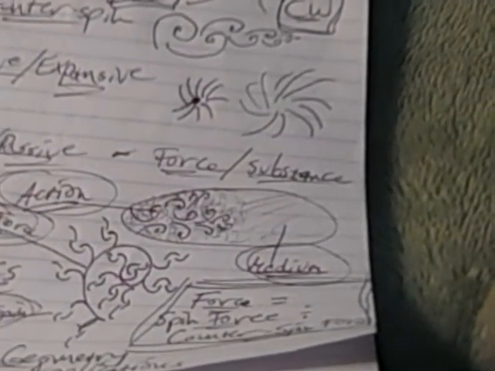Another way of conceptualizing a dynamic model of reality is contractive and expansive forces. And in this case, expansive and contractive spin forces. So you have this contractive force, which is contracting to a point, and then you have an expansive force, which is expanding outward in all directions.